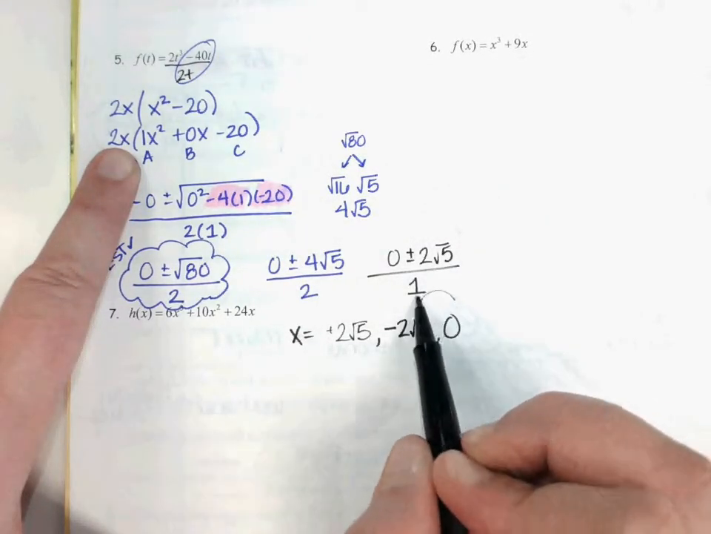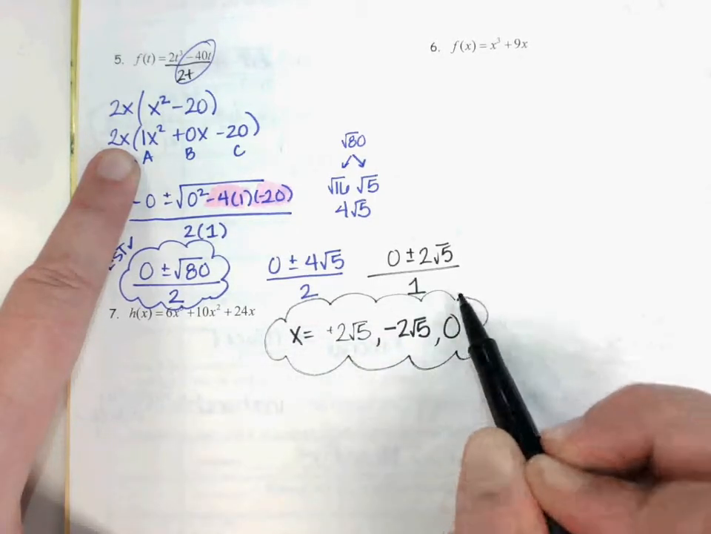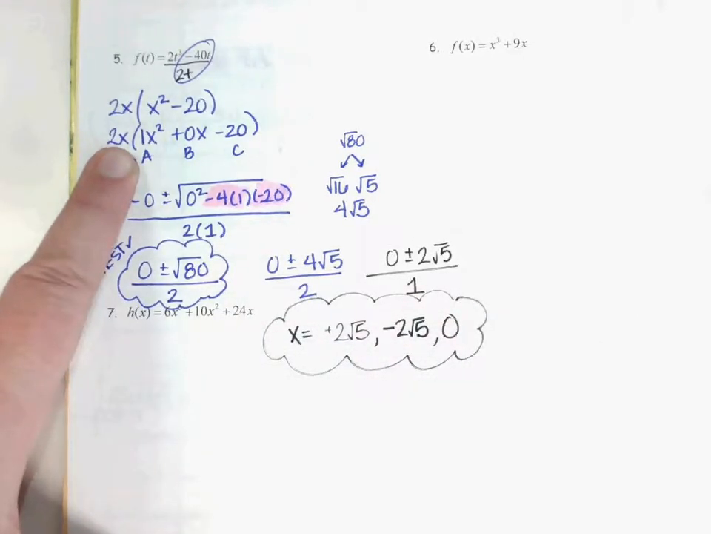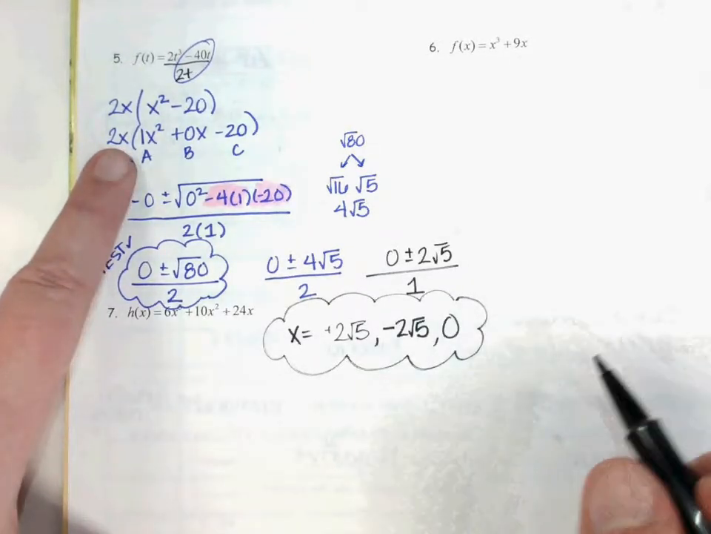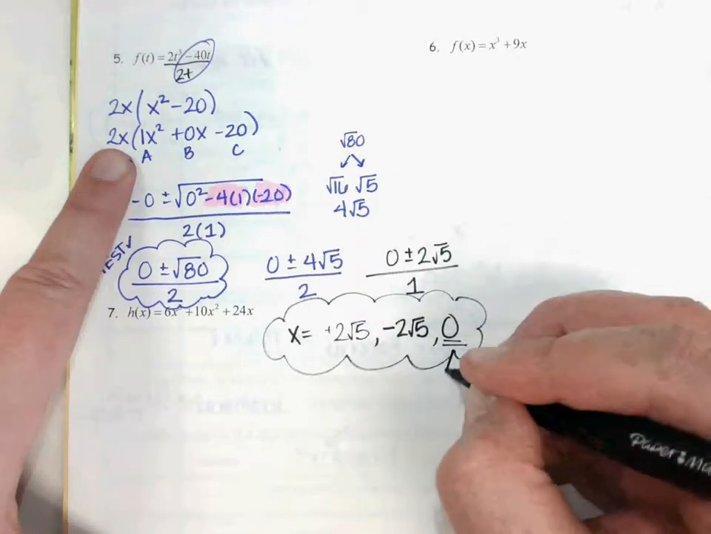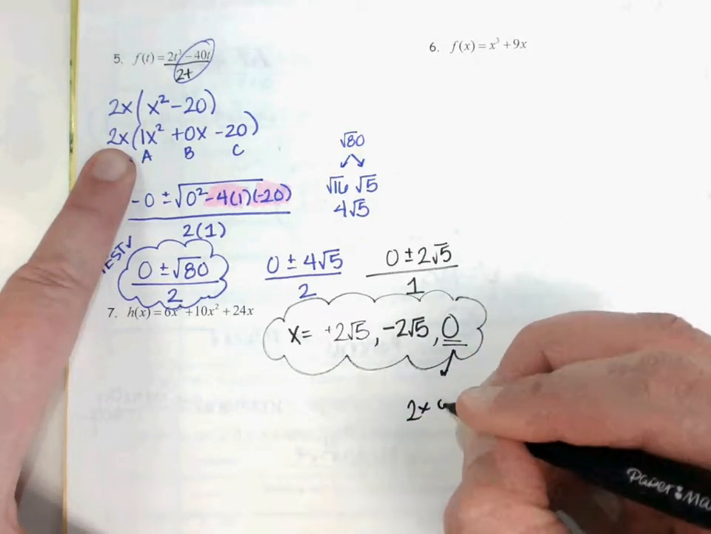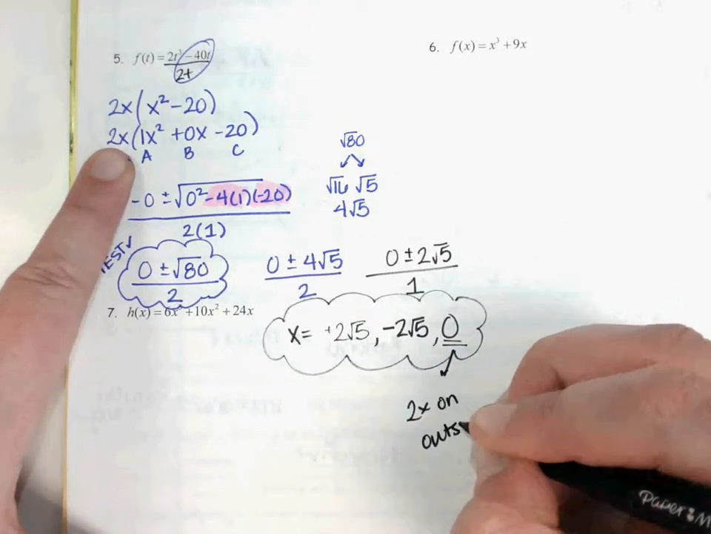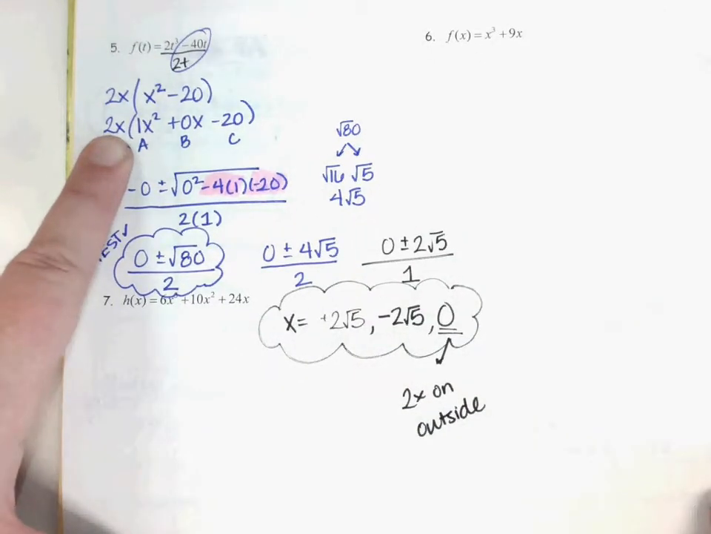So there is one question on your homework where x is cubed. Remember, cubed means there should be 3 answers. So you get the plus or minus from the formula. But then this extra 0 comes from the 2x on the outside. And so remember, that 2x gives me a third answer. And I think on the homework it's number 3. So if you want to put a mark on it, number 3, you should have 3 answers.